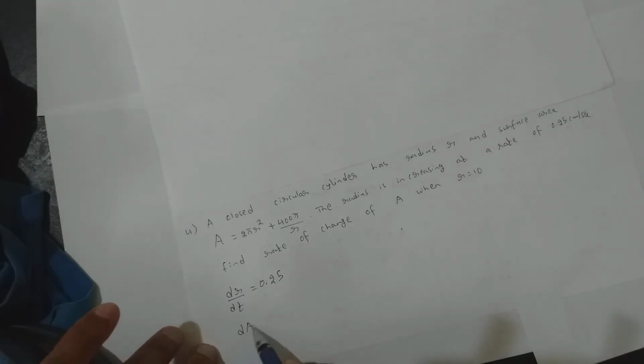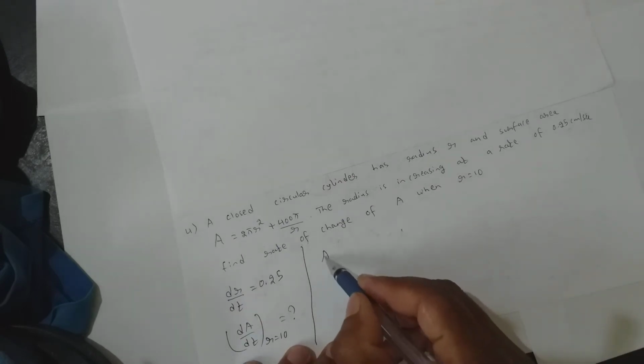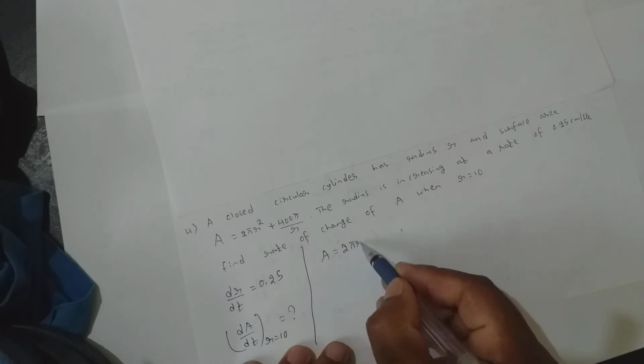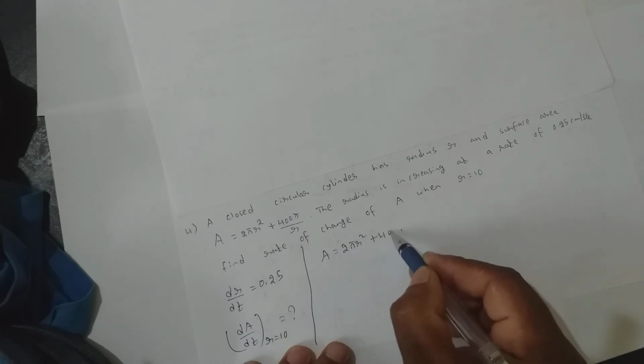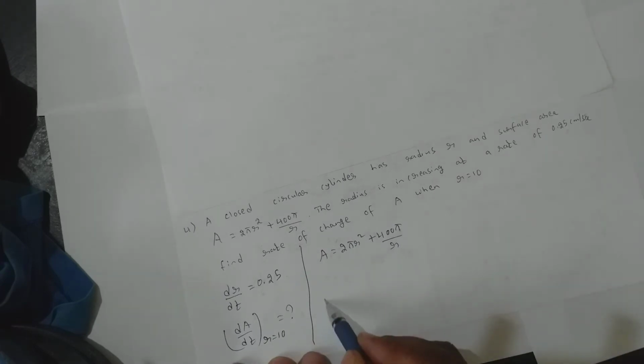Next, find the rate of change of A. That means you need to find dA by dt. When do I need to find this? When r value is 10. Is my question clear? Now we'll make use of what is given. Given is area equal to 2 pi r square plus 400 pi by r. Now I'll find dA by dx here. Here r is the letter, so dA by dr I will find out. How much will I get?